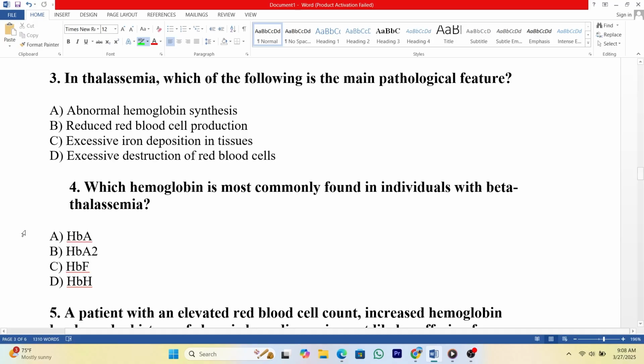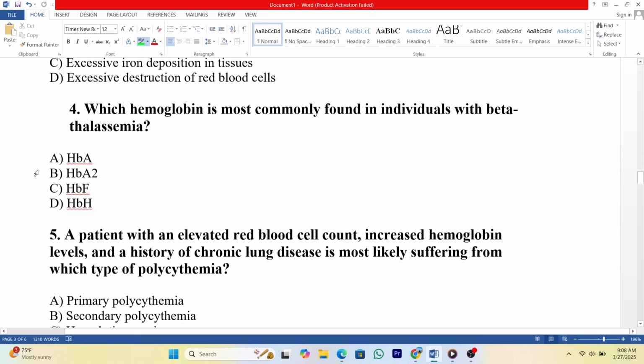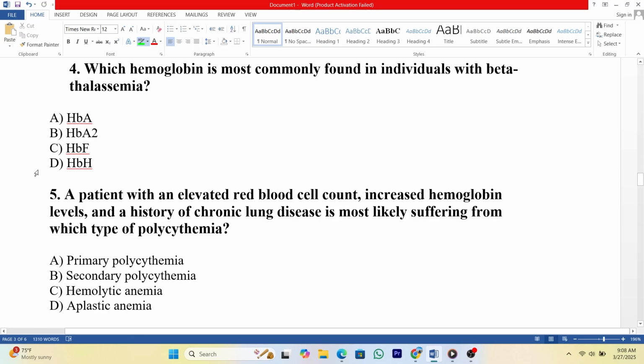Answer: A. 4. Which hemoglobin is most commonly found in individuals with beta thalassemia? A. HbA. B. HbA2. C. HbF. D. HbH. Answer: C.